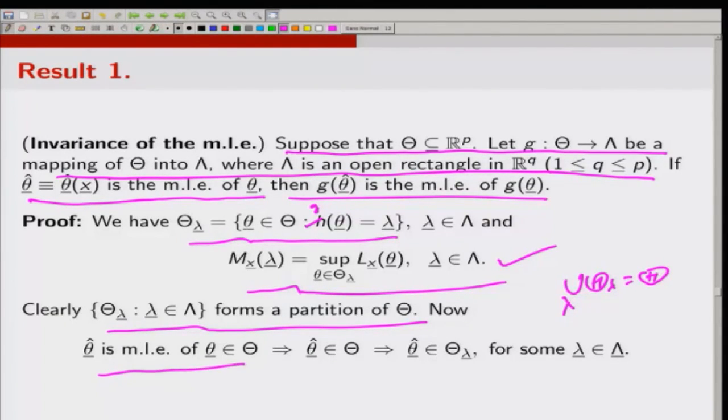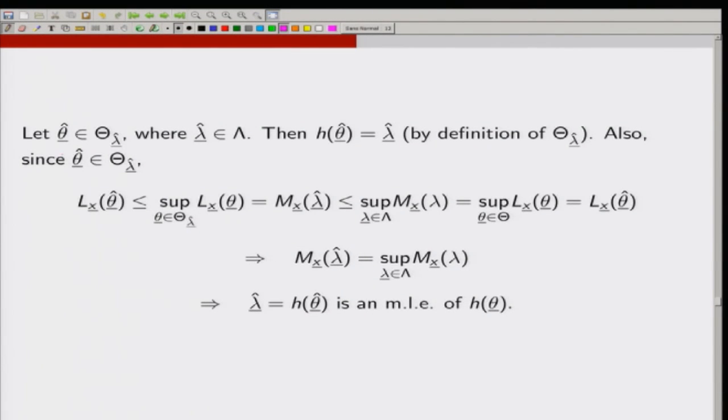Now theta hat is an MLE of theta. This implies that theta hat belongs to theta, which implies that theta hat belongs to theta_lambda for some lambda belonging to lambda. Let theta hat belong to theta_lambda hat, where lambda hat belongs to lambda, because I have seen that theta hat has to belong to some theta_lambda. Then by the definition of theta_lambda hat, h(theta hat) has to be the same as lambda hat. There is some confusion about h and g, you can interchange that.